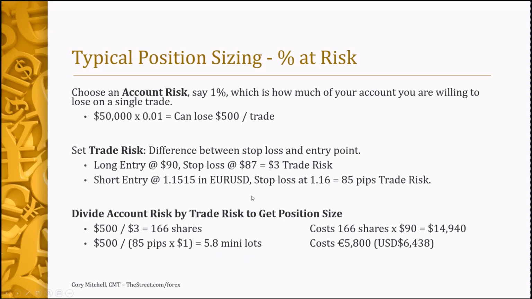The number of lots is always in the first currency. This doesn't matter too much when you're trading currencies, but just so that you know. If it's 5.8 mini lots and you're trading the Euro USD, that's always in the first currency listed. So that's actually 5,800 euros, which if you have a US dollar account and you're trying to figure out how much margin or something you're using, that would be $6,438 US that you'd be using of your $50,000 account.